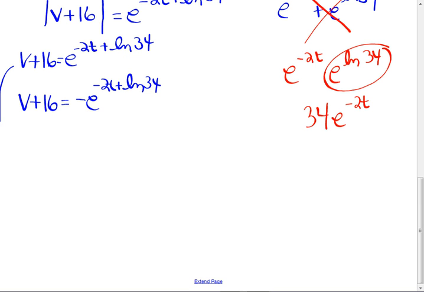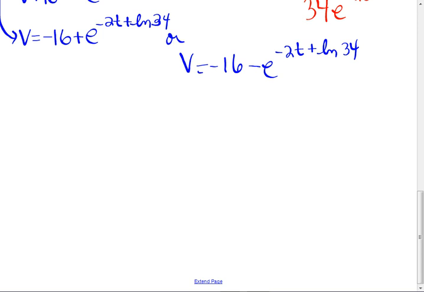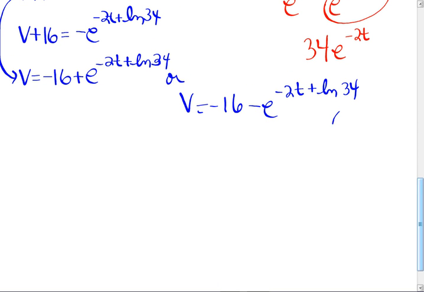So taking the top one, I'm going to get v equals negative 16 plus e to the minus 2t plus the log of 34. This is a lot of work, isn't it? Or, I think I can squeeze it in here. v equals negative 16 minus e to the negative 2t plus the log of 34. And some of you are going to say, well, I'm always going to take the positive one. And you can, but you're going to be wrong. How do you know which one works? What's the ordered pair? It must go through 0, negative 50.